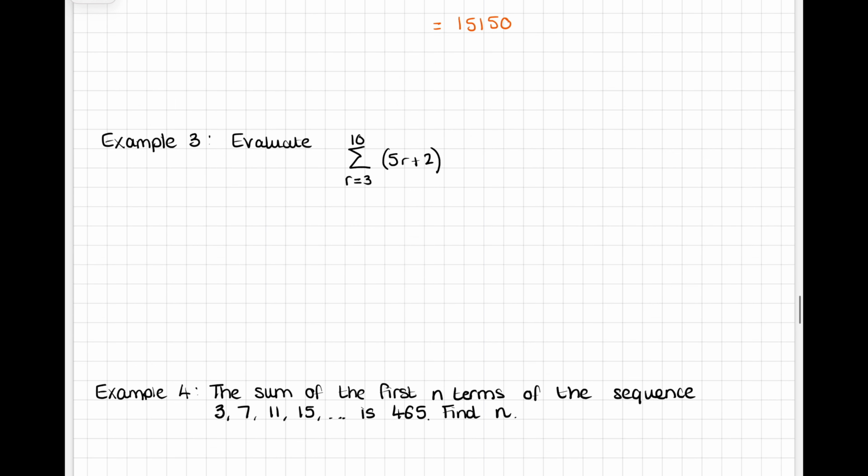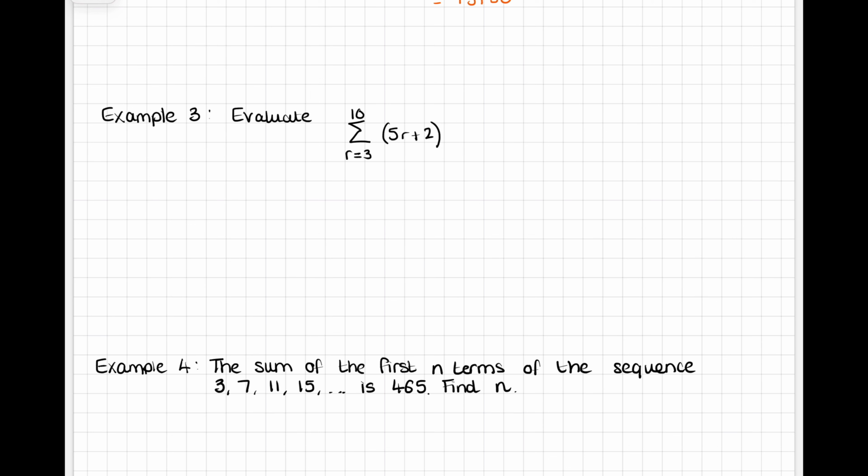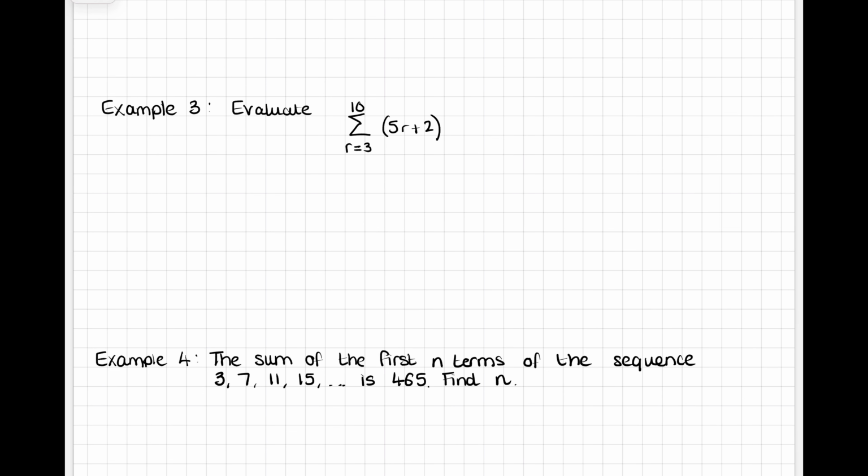Example 3, we're just going to have a look at this, just so you can see it with sigma notation. We'll do it by hand, but then we will also do it on the calculator. So we want to evaluate the sigma notation. So we've got a variable r that's going from 3 to 10 of the equation 5r plus 2. So we're going to sub in all the values from 3 to 10 and add them up.